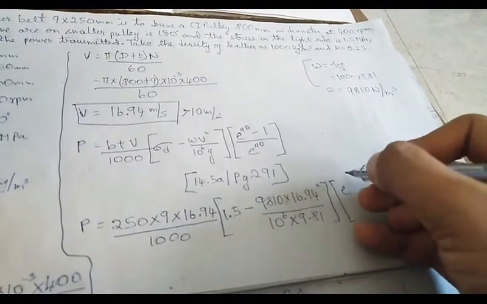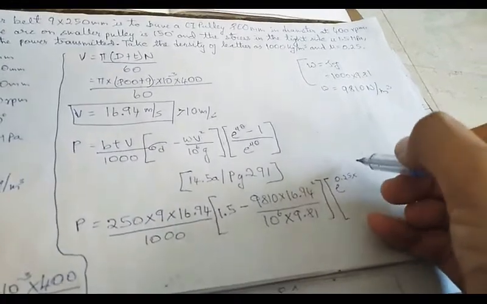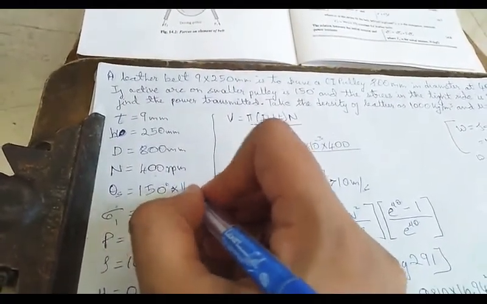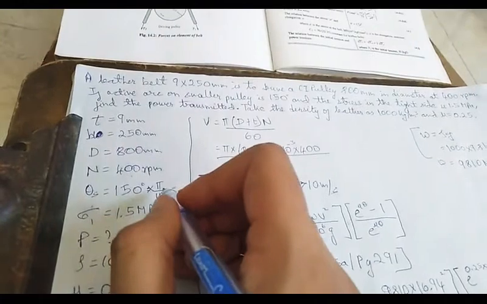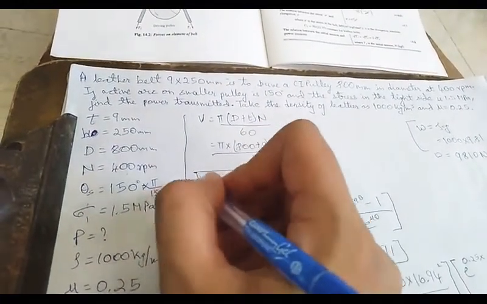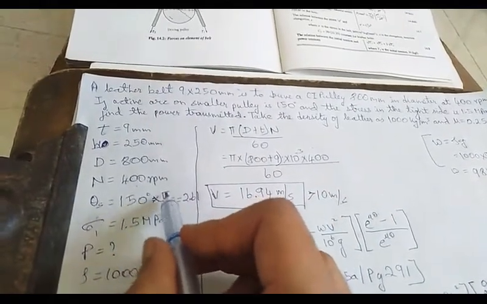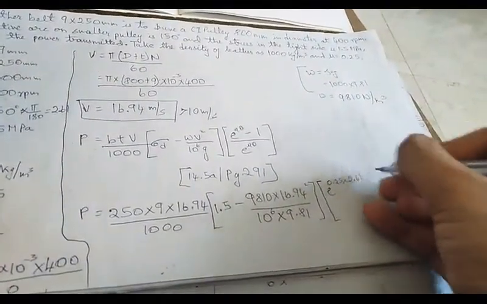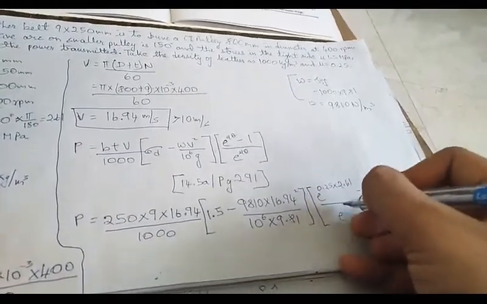To e power mu theta, mu is coefficient of friction 0.25 into theta is angle, angle they have given 150 degree. We shall convert this into radians. So to convert we have to multiply by pi by 180. We will get the value as 2.61. We have to multiply this by pi by 180. 2.61 minus 1 divided by e power mu theta.